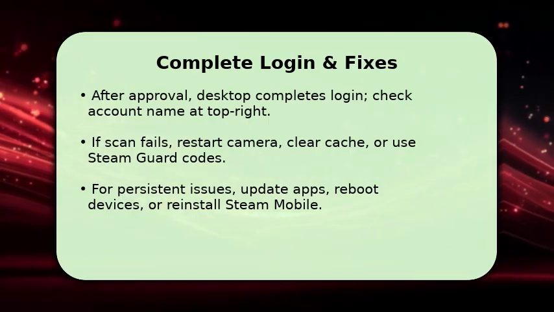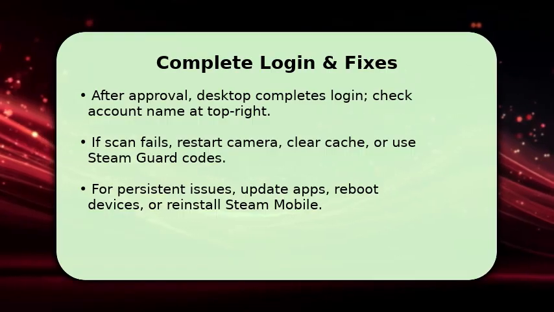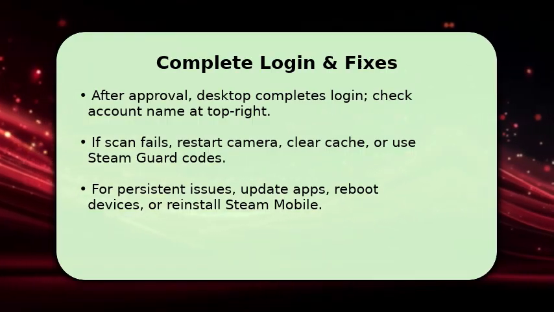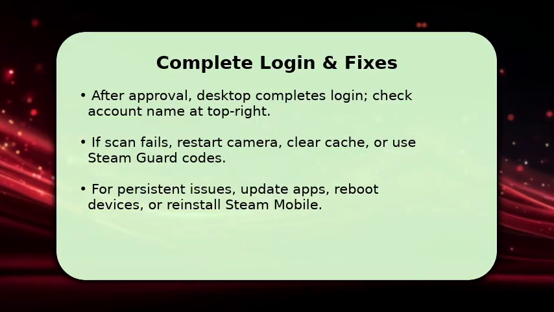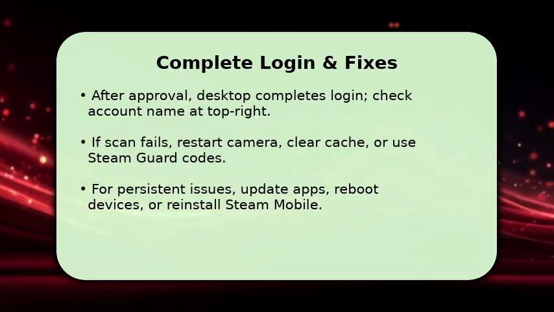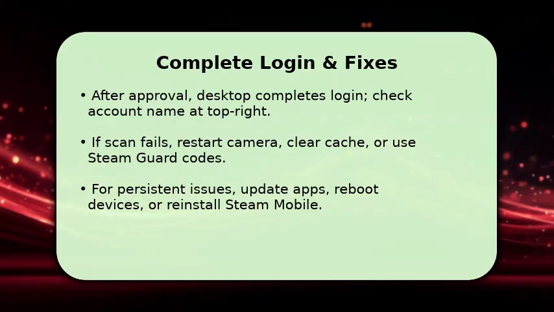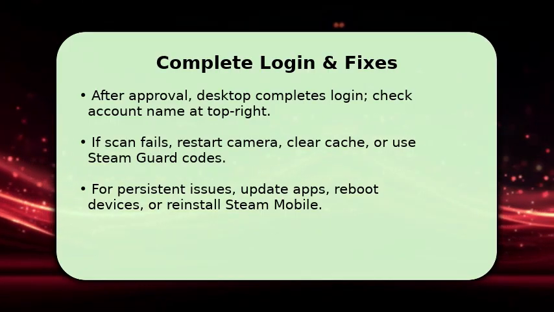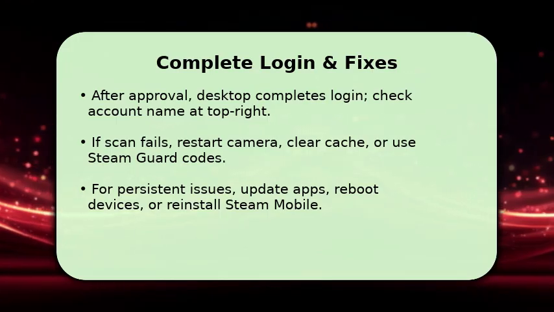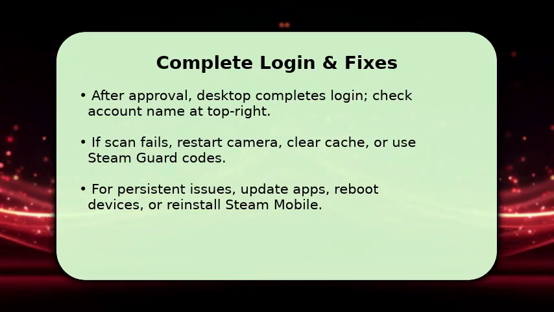If the scan fails, make sure your camera lens is clean, restart the mobile app and try again. Alternatively, use the Steam Guard code from the app to sign in manually. If problems persist, update both Steam client and mobile app, reboot devices, and as a last resort, reinstall Steam Mobile to reset permissions.